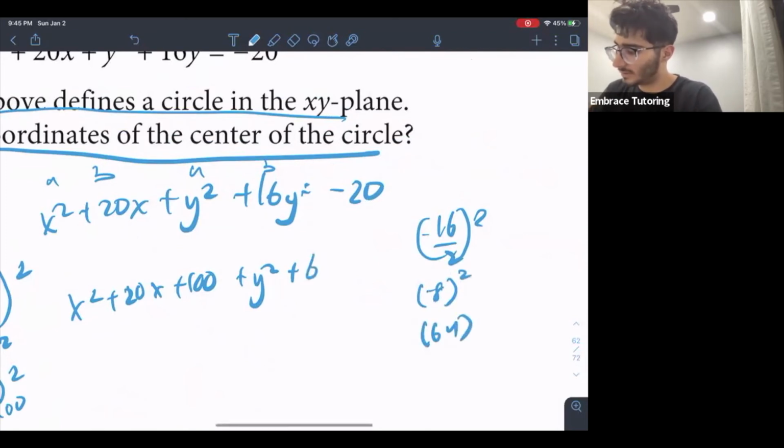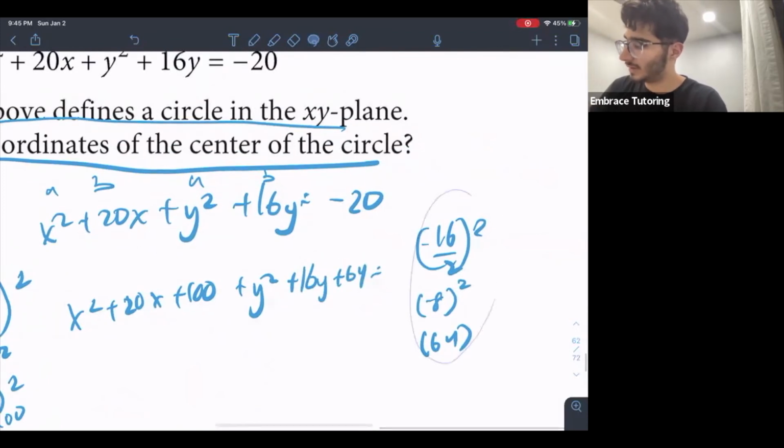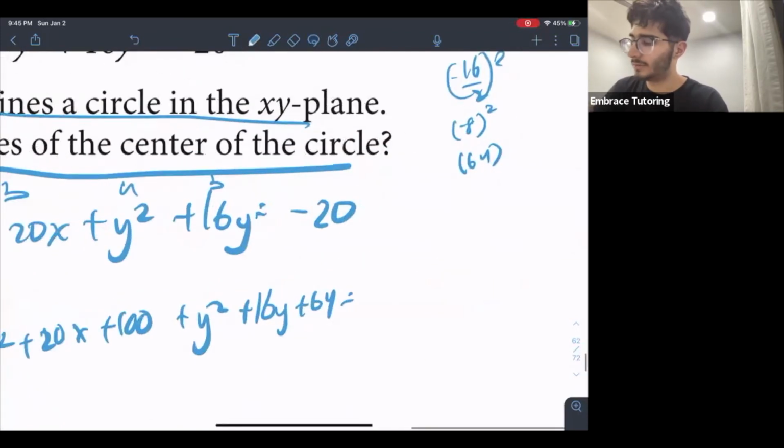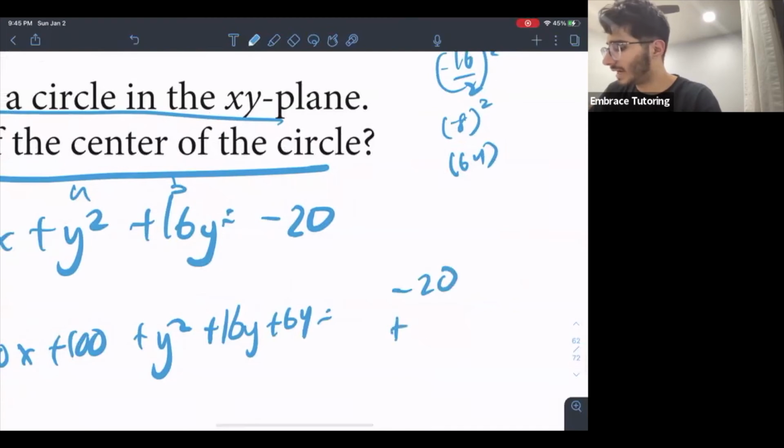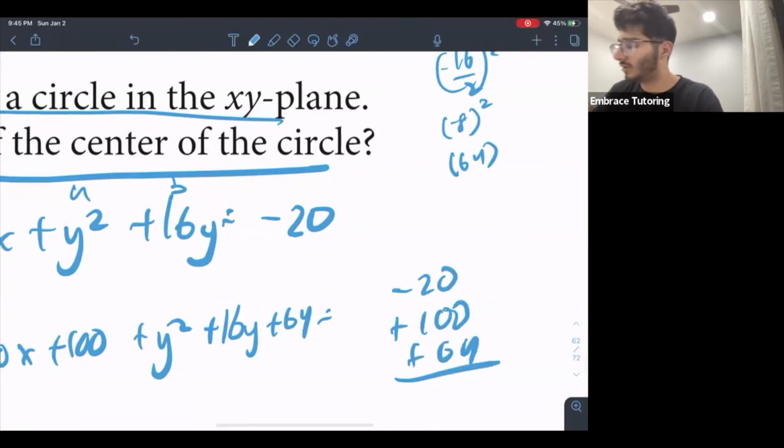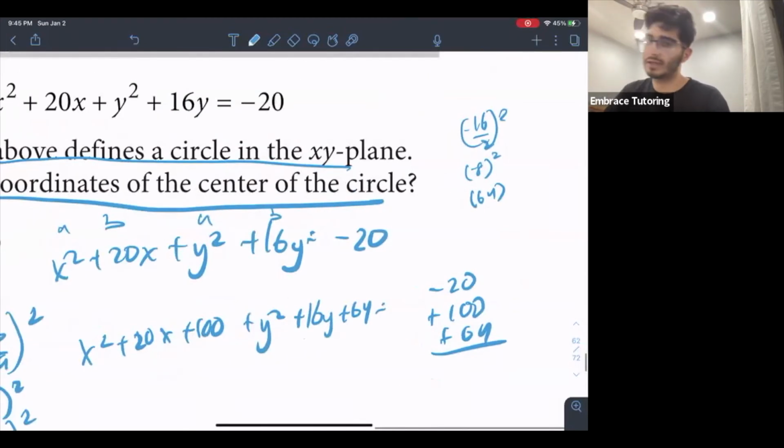So it becomes y squared plus 16y plus 64 is equal to, and then you have to make sure that you are adding the 100 here and the 64 on the right hand side as well. So make sure, because it balances everything out. You can't do something on the left side and not add it on the right side.